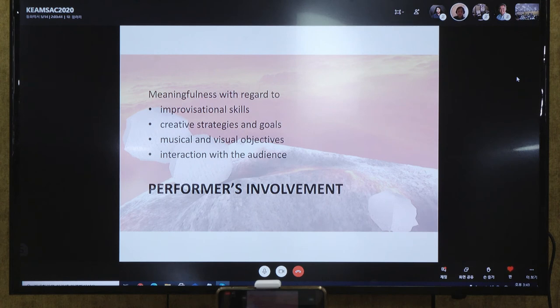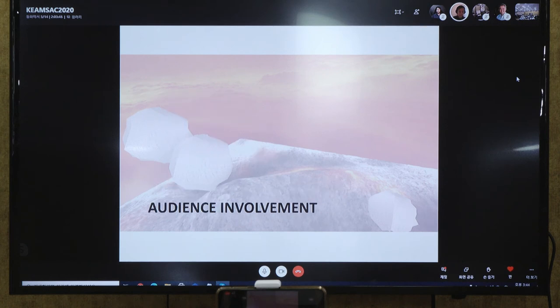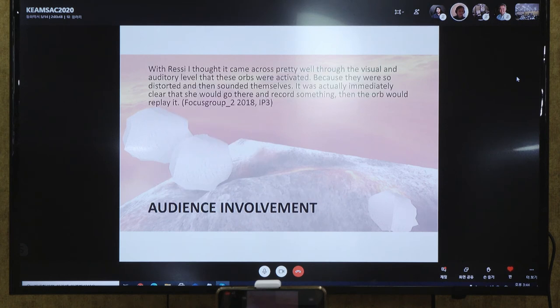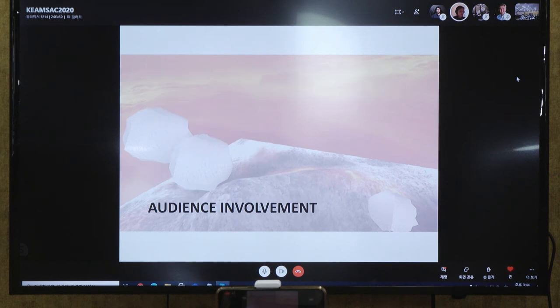So how is the piece received by the audience? More than 90% of the respondents of our questionnaire said that the game aspect of the performance was central for them, and they felt drawn into the visual, performative, and sonic elements, and into the interaction of the performer with the orb and the landscape.